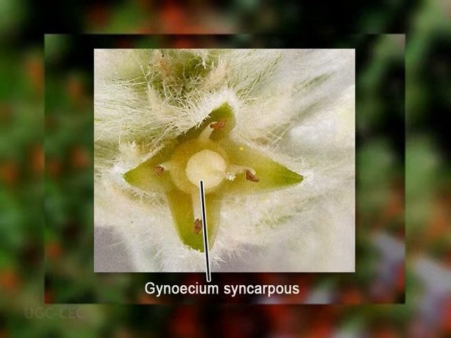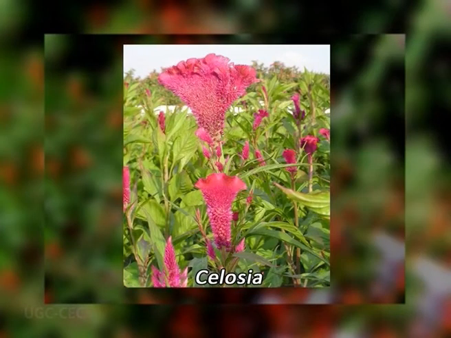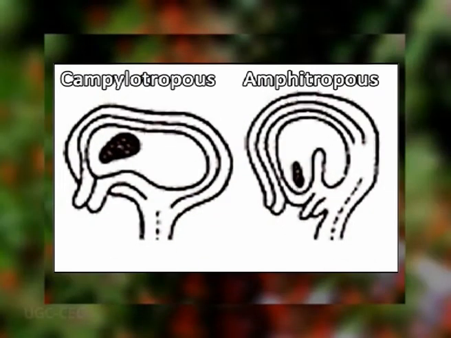Now the female part of the flower, called the gynoecium. Gynoecium comprises of carpels. Its number ranges from 2 to 3. These carpels are fused together, that's why we call the condition syncarpous. The ovary is superior. It is unilocular with a single ovule or rarely many ovules. An example of a species where the ovary has many ovules is Celosia. The ovules are either campylotropous or amphitropous. These are also bitegmic and crassinucellate.